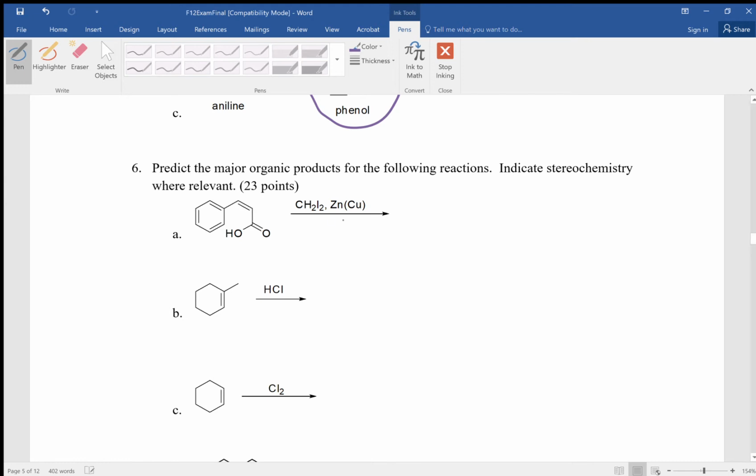Part A, we're adding diiodomethane and zinc copper, which tells us that this is a Simmons-Smith reaction. And while you certainly do not need to memorize the names of all the reactions, it's never a bad thing to be familiar with those. What does a Simmons-Smith do? Well, it converts an alkene into a cyclopropane ring.